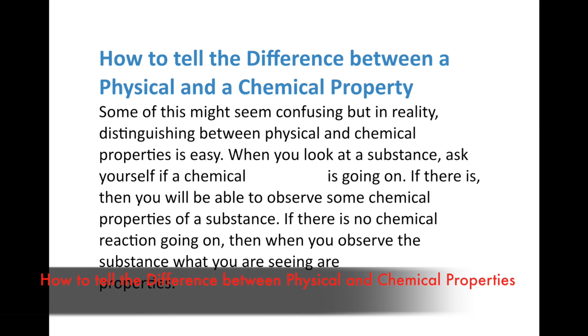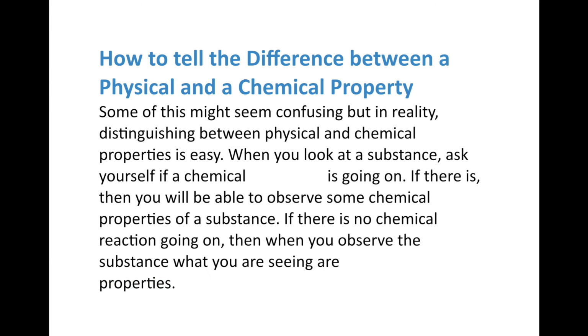So how do you tell the difference between physical and chemical properties? You might be asking yourself this. It might seem confusing, but in reality, it's pretty simple. When we talk about physical and chemical changes, we're going to come back to this concept. When you look at a substance, ask yourself if a chemical reaction is going on. If there is a chemical reaction going on, you can directly observe the chemical properties. If there is no chemical reaction going on, then what you are observing directly are just the physical properties.